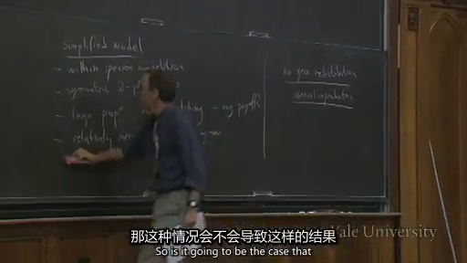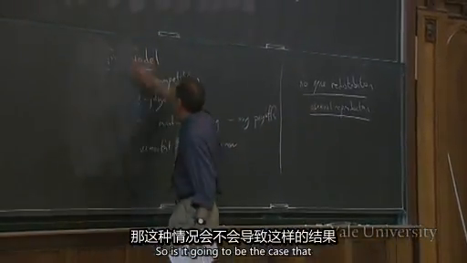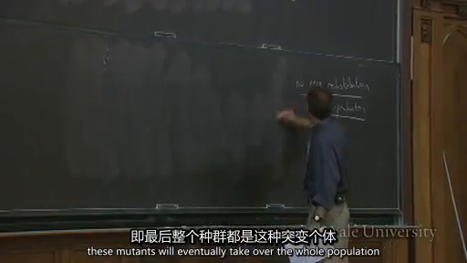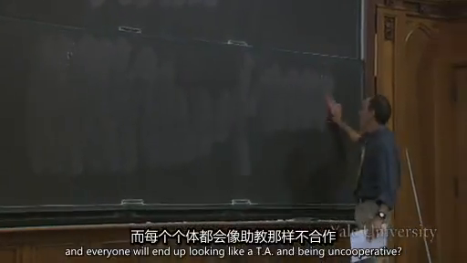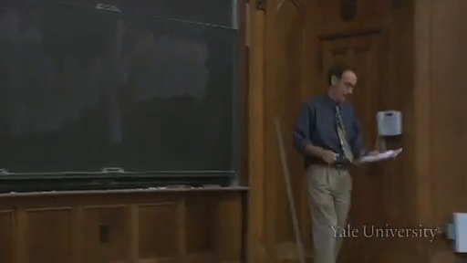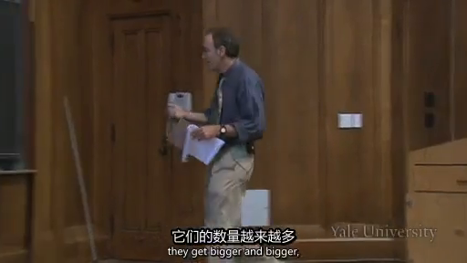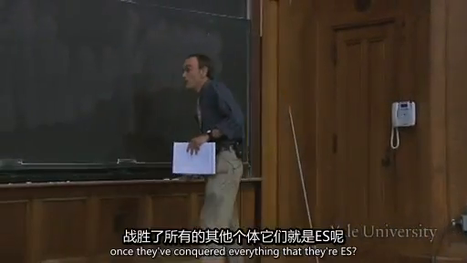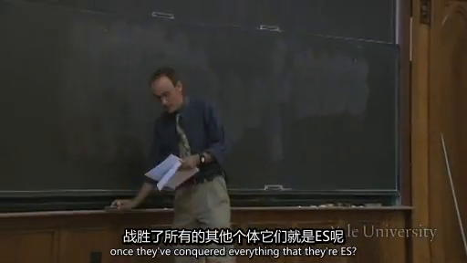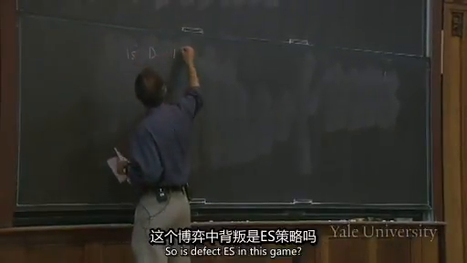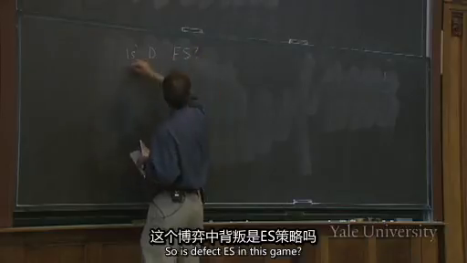So is it going to be the case that these mutants will eventually take over the whole population and everyone will end up looking like a TA and being uncooperative? All right, so they're busily asexually reproducing all the time, they get bigger and bigger, and is it in fact the case that once they've conquered everything, they're evolutionarily stable? So is defect evolutionarily stable in this game?